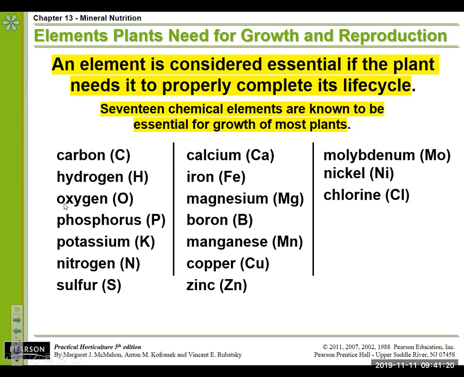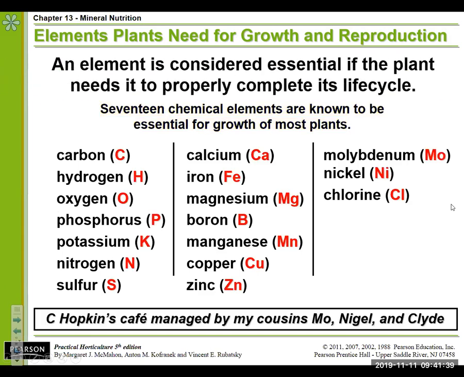Those are actually taken up through the air and through the water mostly, and some through organic matter in the soil. The rest of them are taken up through the soil itself. Sometimes they can be taken up through leaves, which kind of depends on the plant.